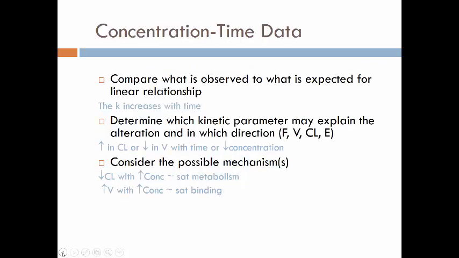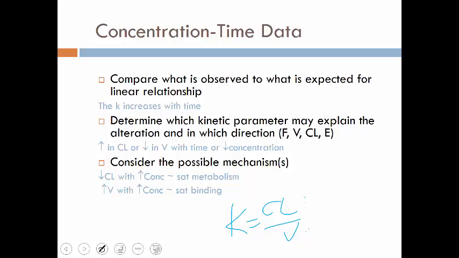Okay, I see. So if K is increasing with time, then K should be consistent, right? So what's happening? If K is increasing, that means that... I'm going to change it. K is equal to clearance over volume. These two should not change with time. They should not change with dose. They should be consistent, unless one of the parameters causes a change.